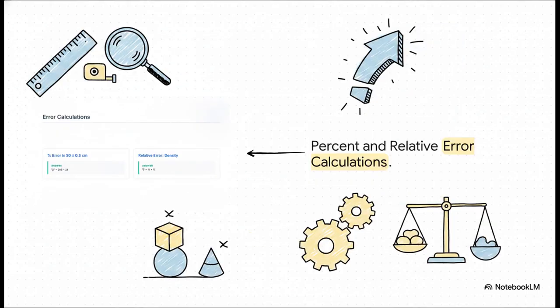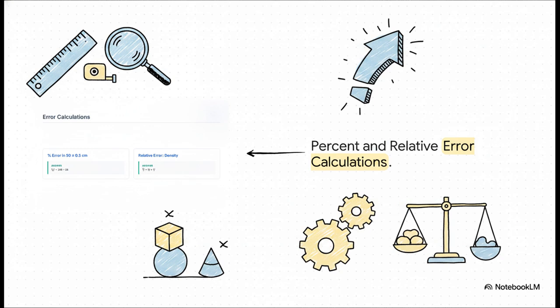Now, another really crucial part of Level 2 is understanding our limits. We never measure anything perfectly in the real world, which brings us to error calculations. If a measurement is 50 plus or minus 0.5 centimeters, simply dividing that error of 0.5 by 50 and multiplying by 100 gives us a clean 1% error margin.